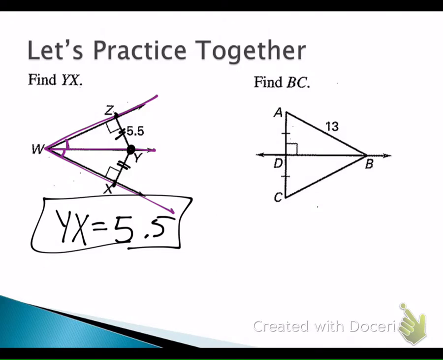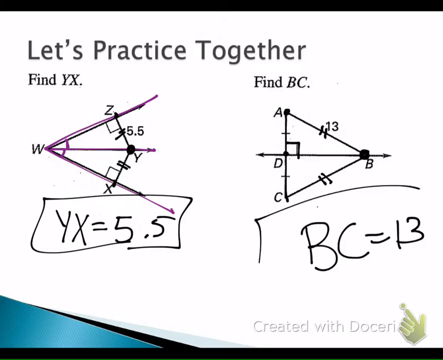The second one is a perpendicular bisector. I can tell because I see the right angle and I have a segment. In this case, it's segment AC that's cut into two congruent segments. Any point along that bisector, like point B, is the same distance away from those endpoints. I'm looking for the length of BC. What is it? 13. Now, it's really easy when the only measurement you're given is also the answer, right?